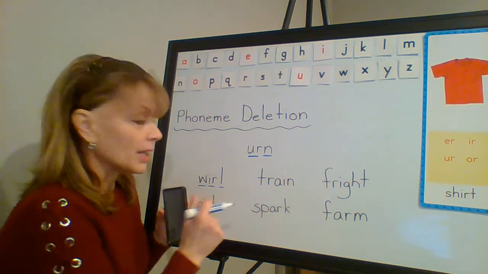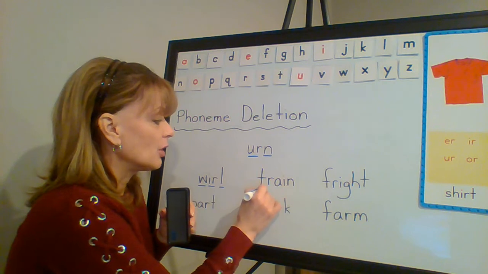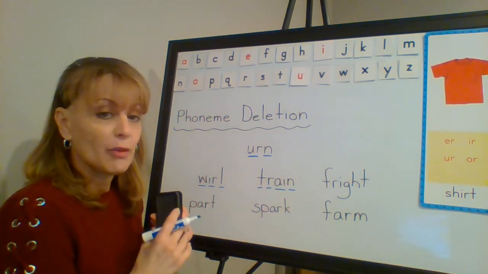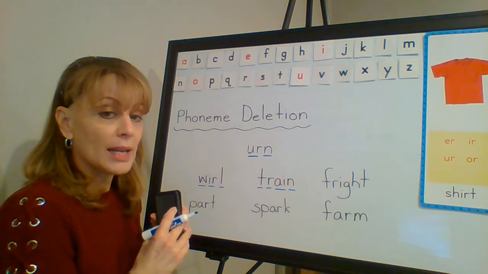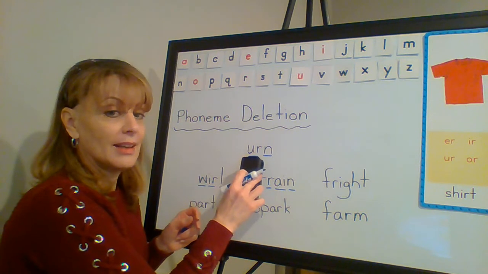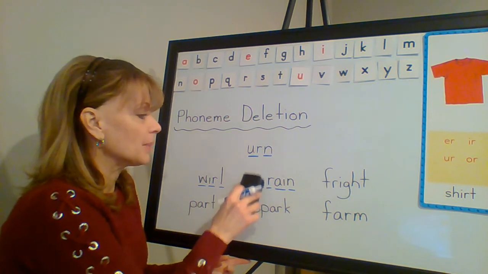The next word is train. We have t, r, a, n. If we take off that initial phoneme, the t, what do we get? Rain. Very good. You should be saying these out loud.